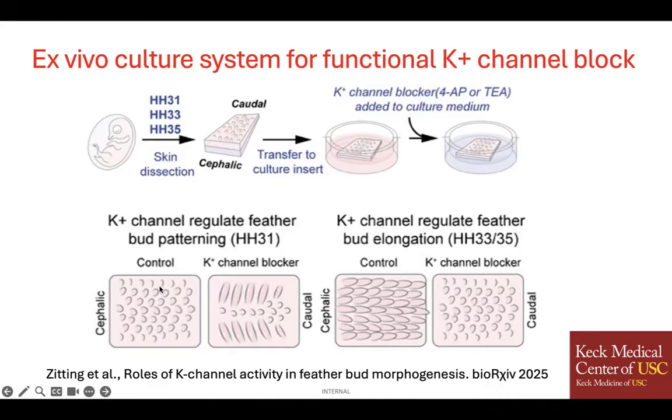You can see that in the control cases, the buds get longer when we're not treating them with anything. If we apply the potassium channel blockers, we start to see changes. If we apply them early, we see that some of these buds merge with each other and form these medial-lateral stripes. I'll show you that in a second. If we treat later stage feather buds with the same blockers, they don't elongate, and actually they become slightly misshapen.